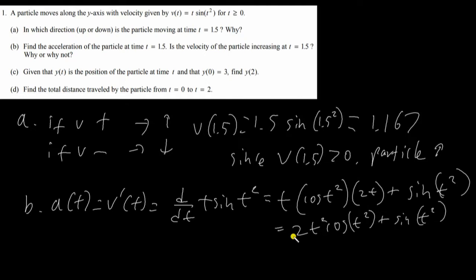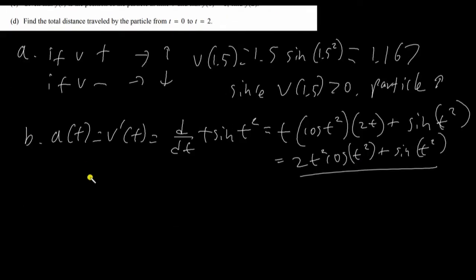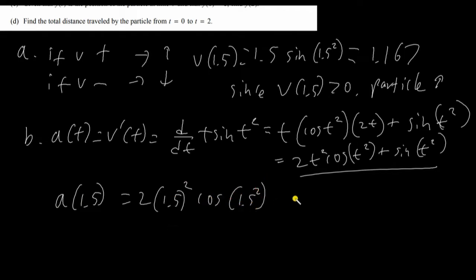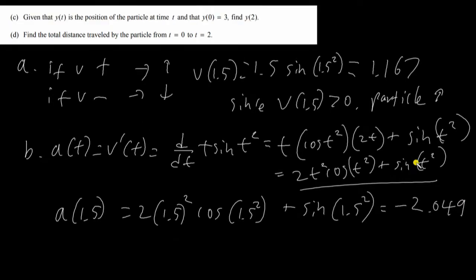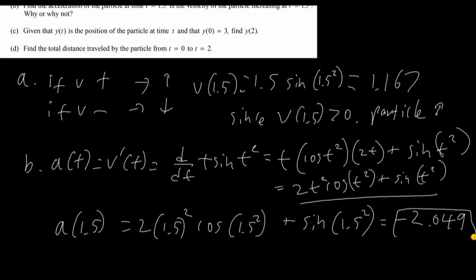Okay, and now this is my function for the acceleration, but the question is asking for the acceleration at time t equals 1.5. So we'll just plug in 1.5 into this equation, and it's going to give me 2 times 1.5 squared times cosine of 1.5 squared plus sine of 1.5 squared, and that comes out to be negative 2.049. Okay, well that's the first part of our question there.